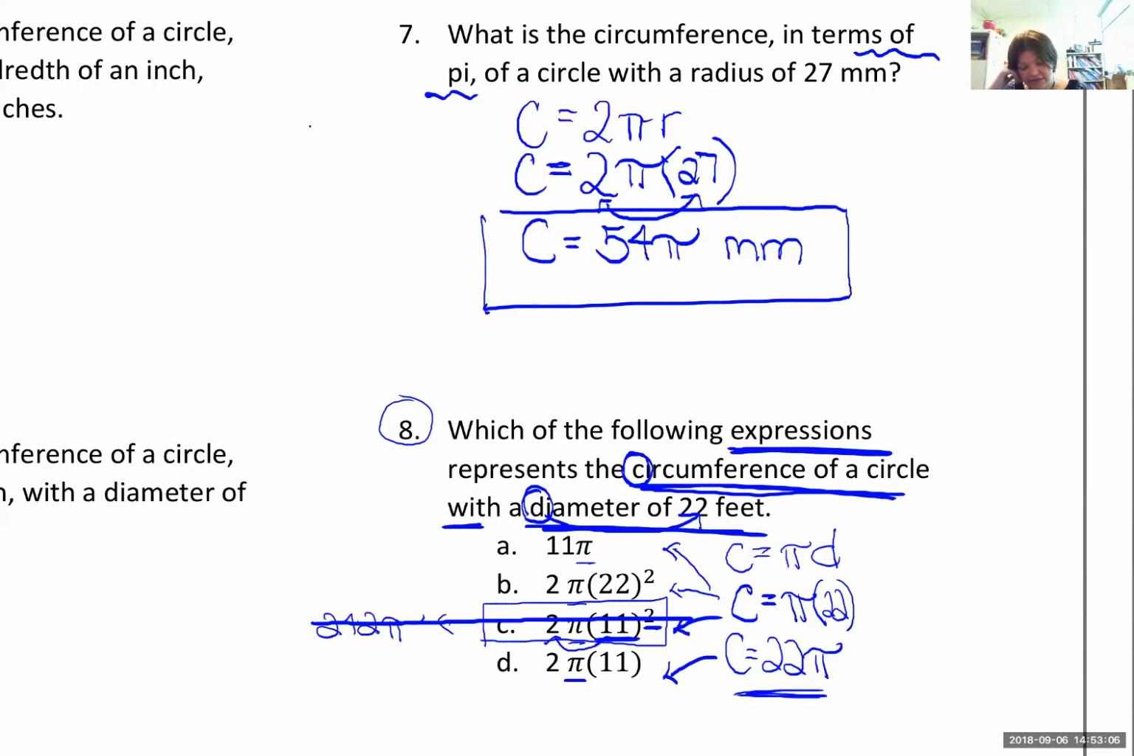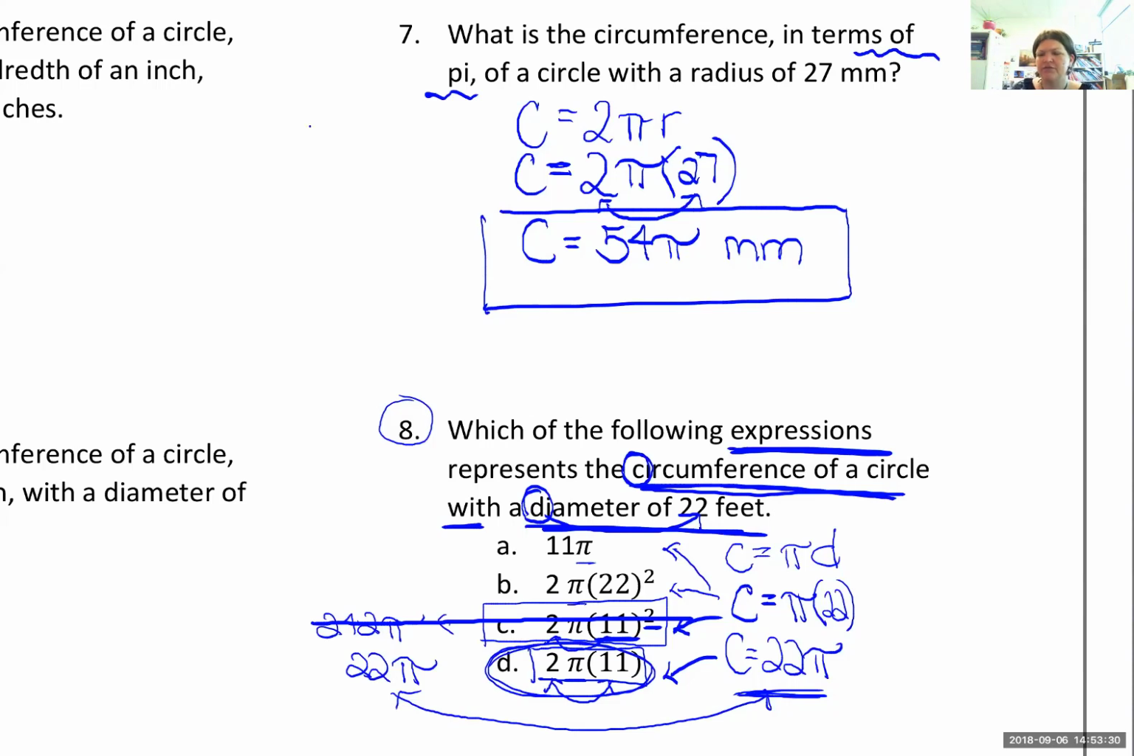Kaylee says D. Let's check it out. So looking at D, I have a 2, a pi, and an 11. The only math I can do here is multiply the two numbers together. 2 times 11 is 22, 22 pi. Did their expression simplify to the same as the way I did it? Yes. It absolutely did. D is the correct answer. Any idea how come they started different than I did?